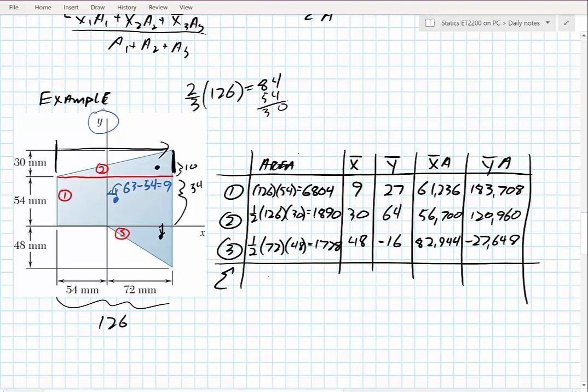Doing my summation, I end up with 10,422 for the total area of all 3 shapes. I have 200,880 for the sum of my X bar areas and 277,020 for the sum of my Y bar areas.